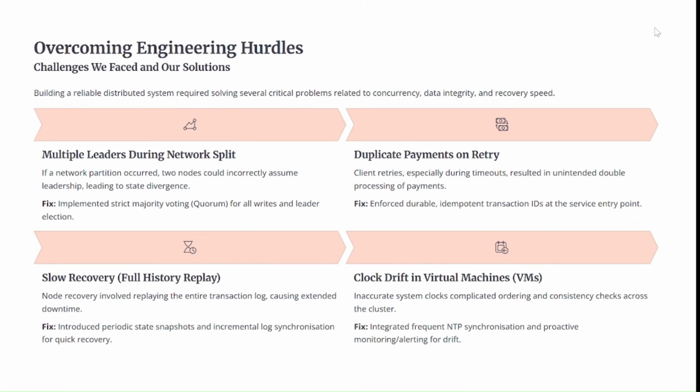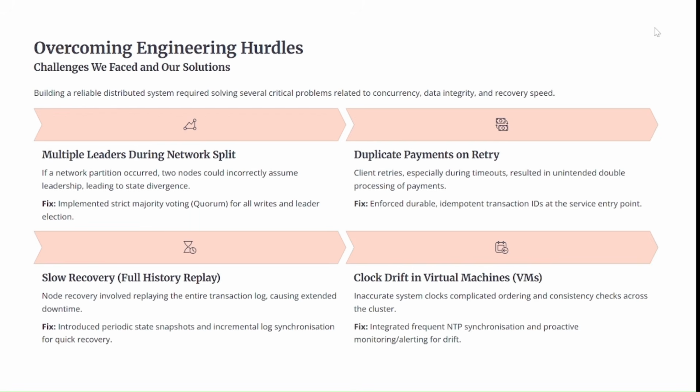And here are some challenges we faced and how we fixed them. One issue was multiple leaders forming during network problems, which could lead to confusion. We solved it using majority voting, so only one leader can be active at a time. Another problem was duplicate payments when clients retried after timeouts. We fixed it by using a unique transaction ID, to make sure each payment is processed only once.